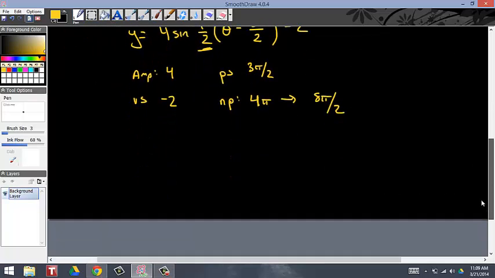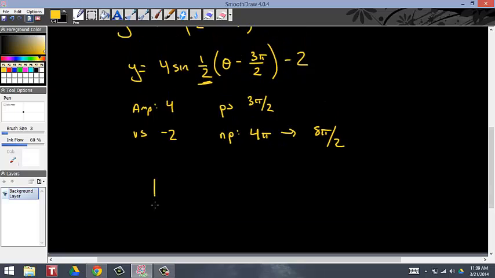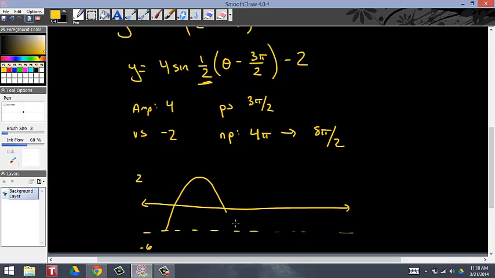Okay, so now we have enough information to graph this thing. Oops, I don't know why I did that. Okay, it's down 2. How far low is this thing going to go? -6. How far up is this thing going to go? 2. Sine looks like this. Where did it start? 3 pi over 2. Where does it end? 11 pi over 2.